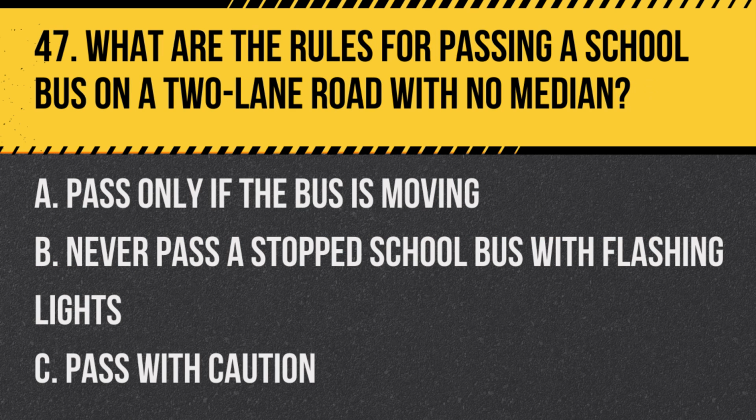Question 47. What are the rules for passing a school bus on a two-lane road with no median? A. Pass only if the bus is moving. B. Never pass a stopped school bus with flashing lights. C. Pass with caution. Answer: B. Never pass a stopped school bus with flashing lights. It's illegal to pass a stopped school bus with flashing red lights on a two-lane road.